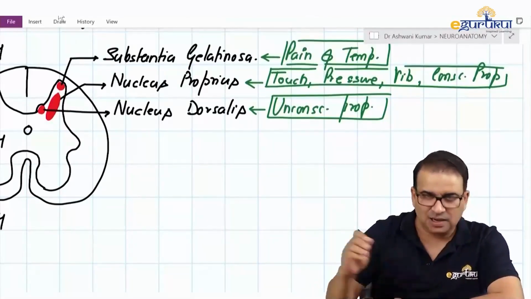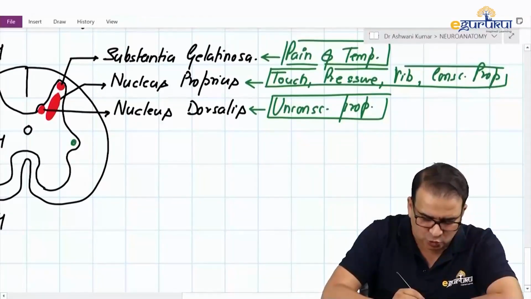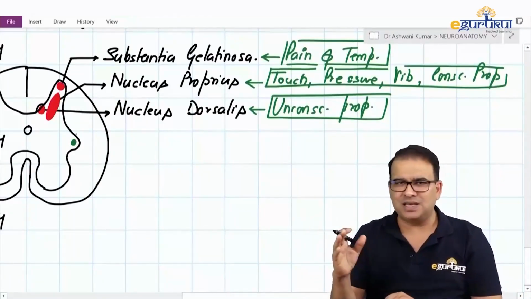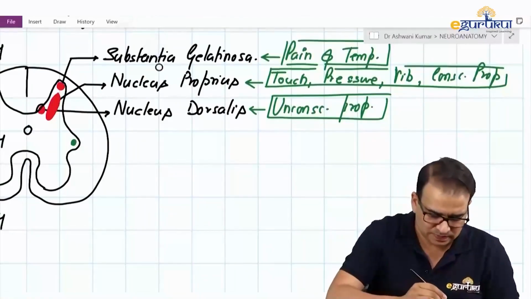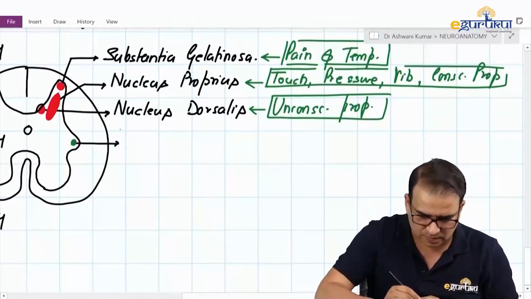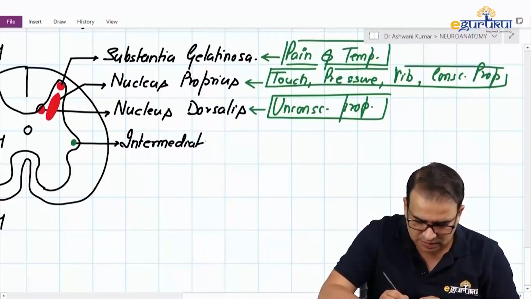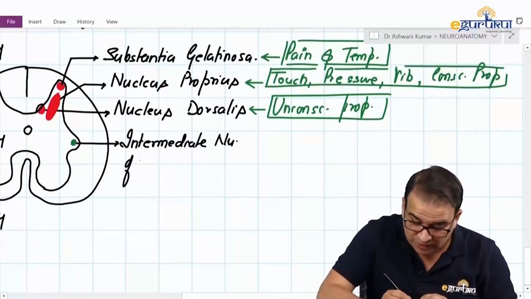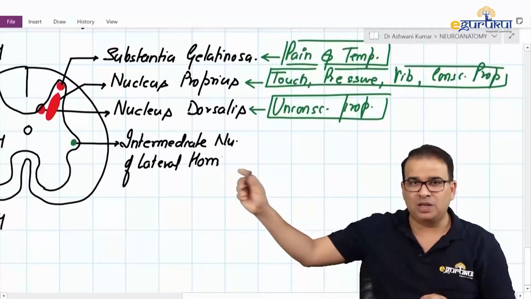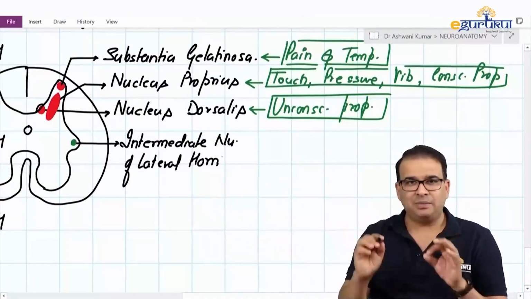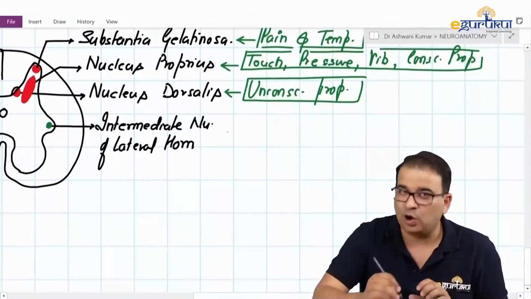Now coming to the lateral side, guys, we have the lateral horn, and the lateral horn also has nuclei. There are again two nuclei in the lateral horn, a medial and a lateral nucleus. We don't have to worry about it. Just remember there is a nucleus called the intermediolateral nucleus, the intermediate nucleus of the lateral horn. Why am I stressing this so much? Because we have an intermediate nucleus in the ventral horn also. But this is the intermediate nucleus of the lateral horn.